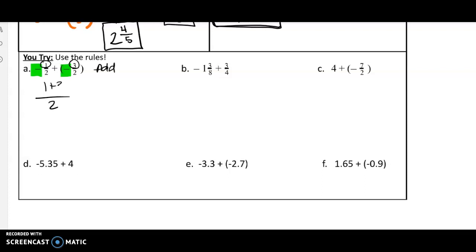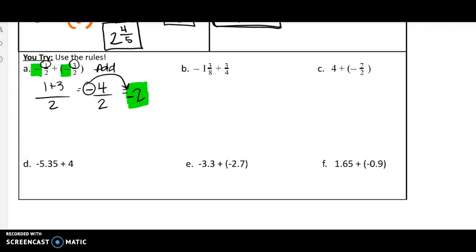So 1 plus 3 is 4 over 2. My answer is going to be negative because my signs are both negative. But now I can simplify that. 4 divided by 2 is just 2. And then I just keep my negative. And so my answer is just negative 2. Not too bad on that one.